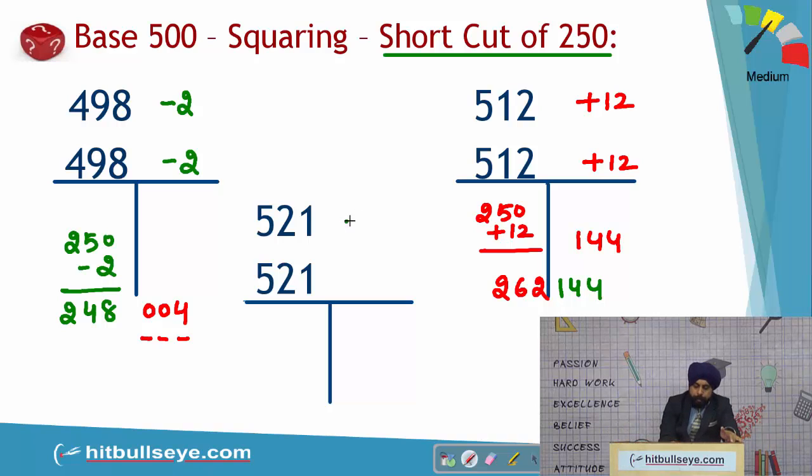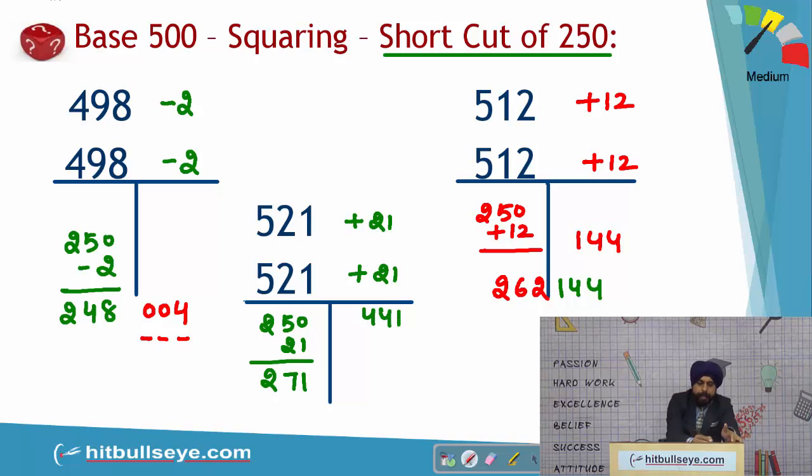Moving on, 521. So plus 21 here. You add 21 in 250 directly, students. You get 271. Now 21 square is 441. It has 3 digits. We need 3 digits. We just place 441 over here and the answer is 271441. Right, students? I hope it is clear.